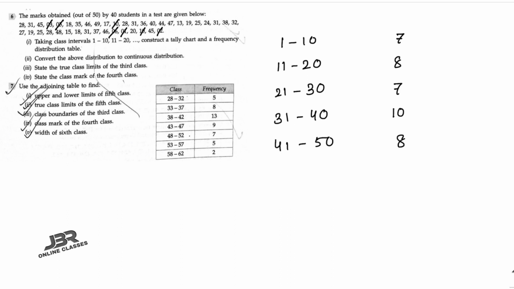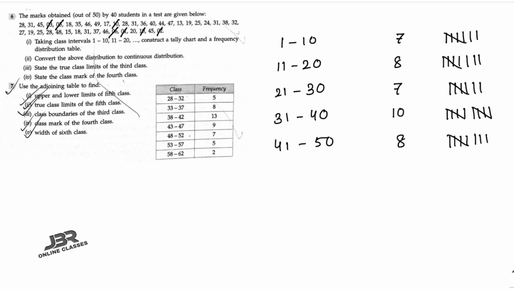Now here you have to make the tally chart. 7 means 1 2 3 4, and the fifth one is a slant line, then 6 7. 8 means 1 2 3 4 5 6 7 8. Again 7: 1 2 3 4 5 6 7. 10: 1 2 3 4 5, 1 2 3 4 5. Last one: 1 2 3 4 5 6 7 8.